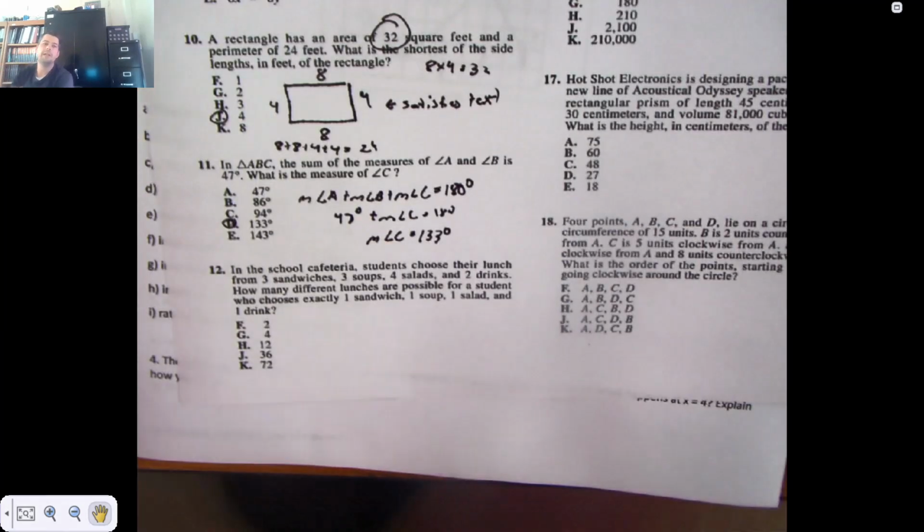Number 12, in a high school cafeteria, students can choose their lunch from 3 sandwiches, 3 soups, 4 salads, and 2 drinks. So this is combinations. How many different lunches are possible for a student who chooses exactly 1 sandwich, 1 soup, 1 salad, and 1 drink?